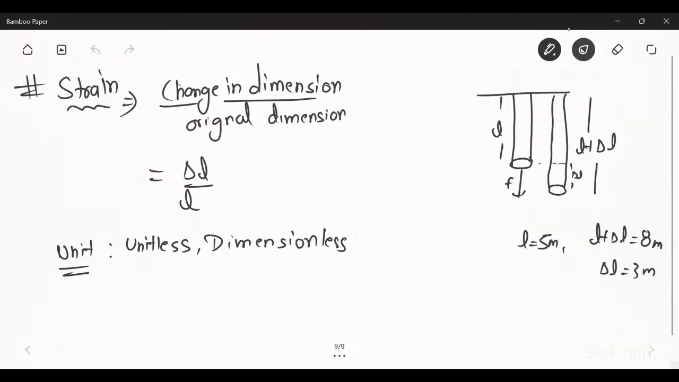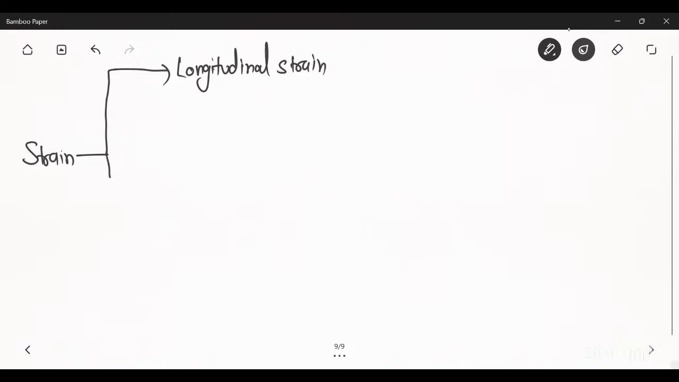So there are three types of strain. In strain, we have to discuss three types of strain. First is longitudinal strain. Second is volumetric strain, and last one is shear strain.